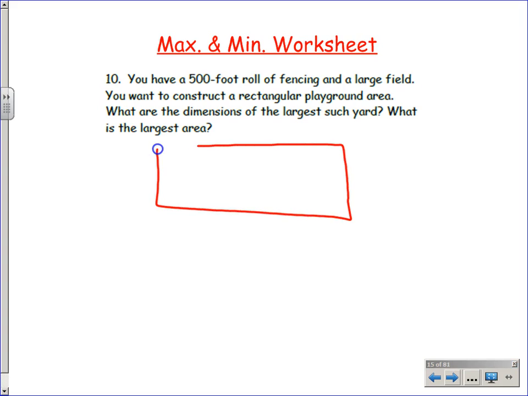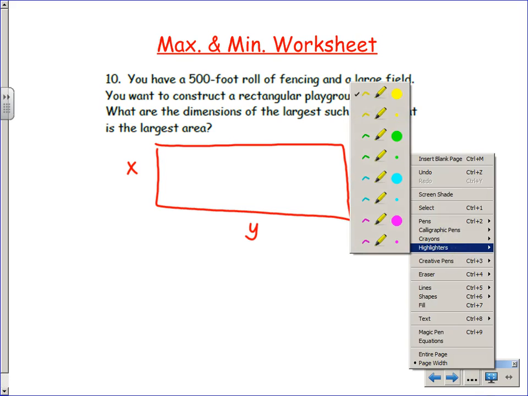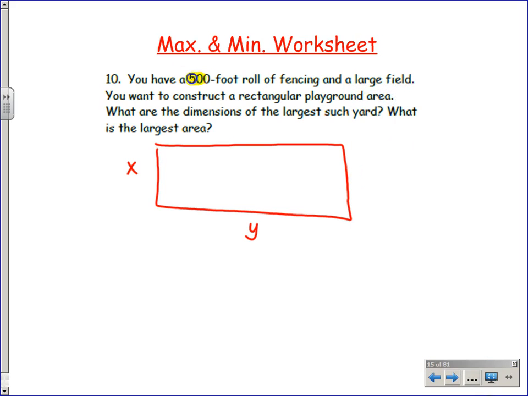Would you guys make x and y? Is x the length or the width? Which one? Width? Does that look good? Cool. What's something that you circled as an important word in the problem? There's multiple. 500 foot fencing, good. What else?